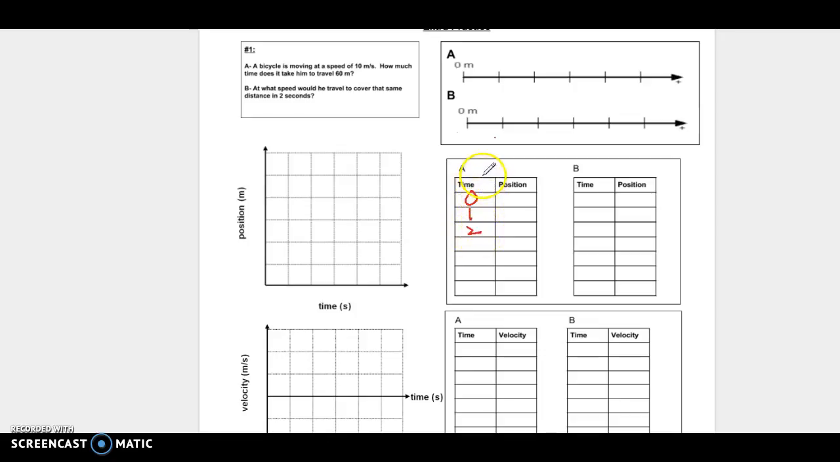All right, so 0, 1, 2. We're going to start counting the seconds here. This is in seconds, and this is in meters. Okay? Assume we start at a position of 0 meters, even though it doesn't say it, it probably should.